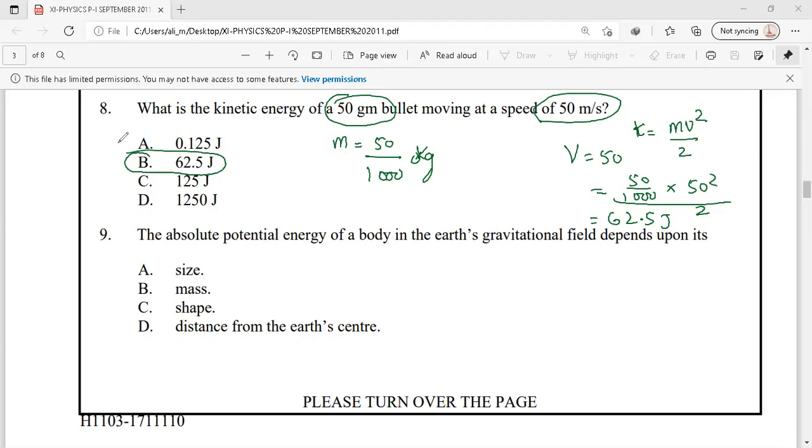The absolute potential energy of a body in the gravitational field depends on the distance from the center of the earth. So the correct answer is option D. The absolute potential energy in a gravitational field depends on distance from the center of the earth.